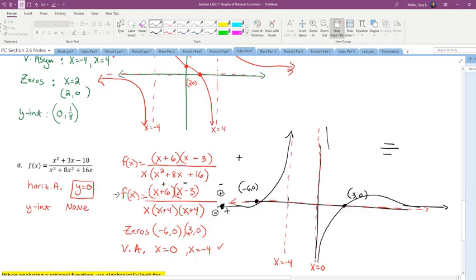Negative 1 plus 6 is a positive. Negative 1 minus 3 is a negative. A negative plus 4, and a negative plus 4 are two positives. And so I've got a positive, a negative, and a positive. That means I've got negative over negative, which is positive. So I know my graph looks something like this. I don't know how far down this goes. I don't care, but this would be my graph.